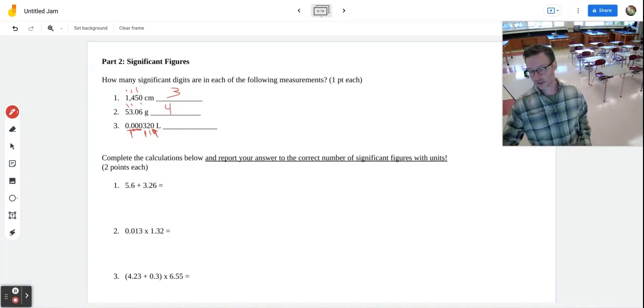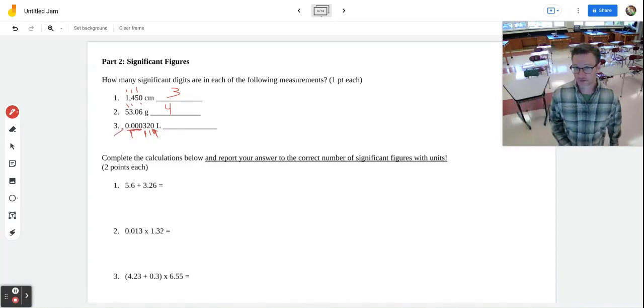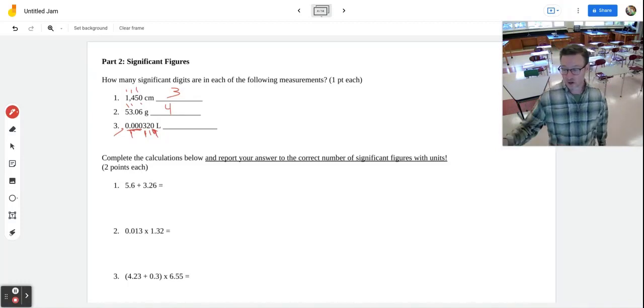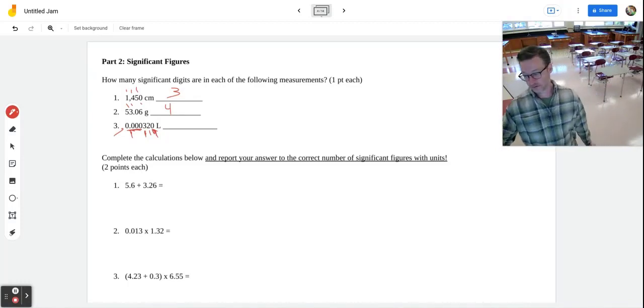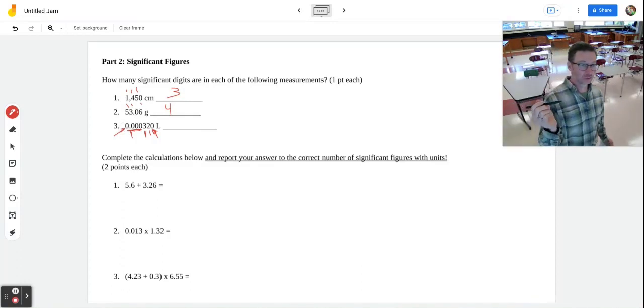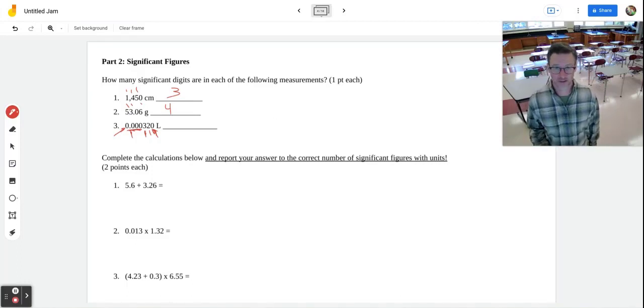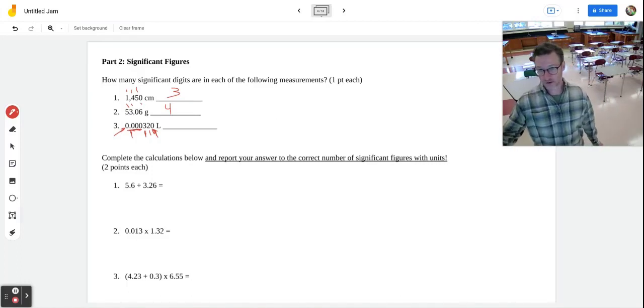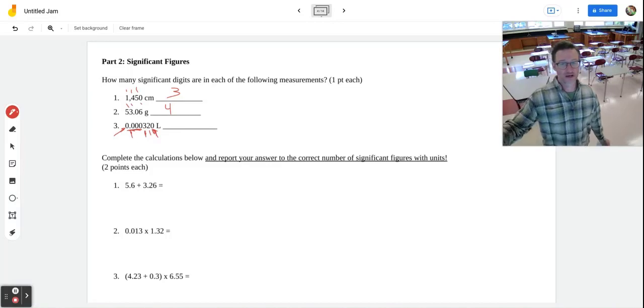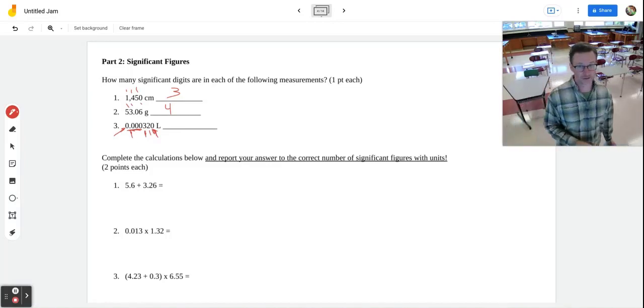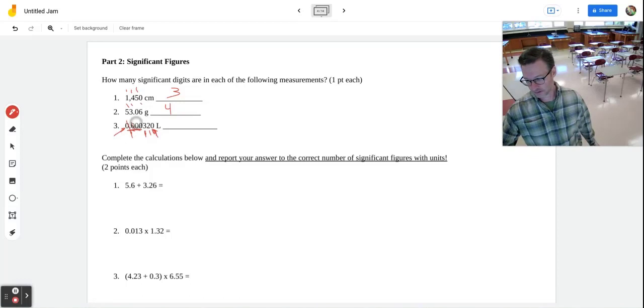If you start on the left-hand side and the first thing you come to is a 0, it doesn't count. In fact, no zeros would count ever. If you start with a 0, don't count any numbers until you get to something that's not a 0. That's sort of the quickest way I can explain it. If you start with a 0, skip every 0 you find until you come to something that's not a 0. So skip it, skip it, skip it, skip it.